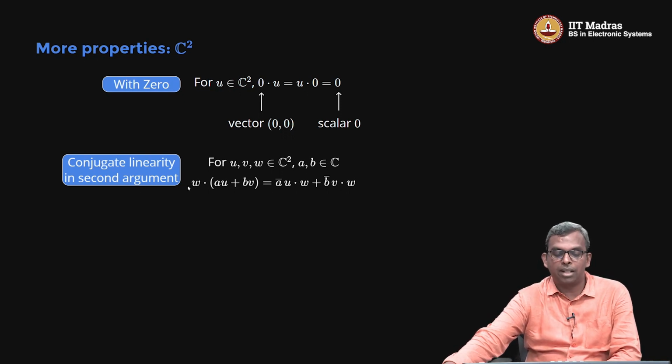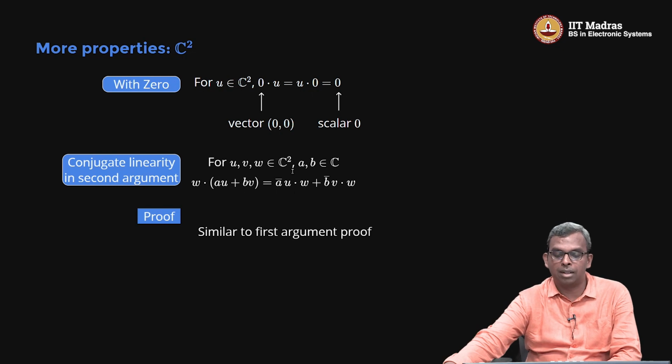There's also conjugate linearity in the second argument. We saw linearity in the first argument. What happens in the second argument? For u, v, w, and a, b, if I do w dot a u plus b v, a linear combination in the second argument, this is basically a bar, the conjugate of a, times u dot w, plus b bar, the conjugate of b, times v dot w. The proof is left as an exercise. It's very similar to the first argument proof, except that a and b will now get conjugated. Because of that, this a bar and b bar will come. So this is called conjugate linearity in the second argument.